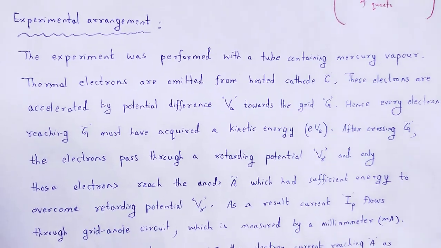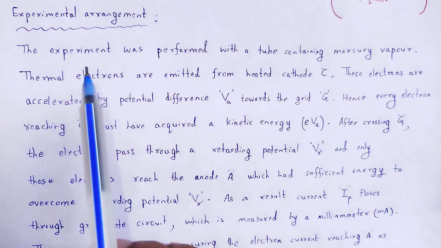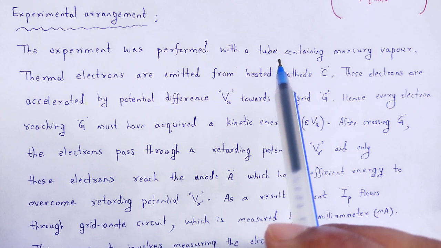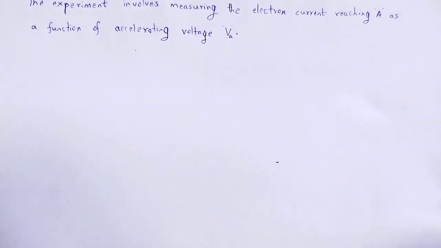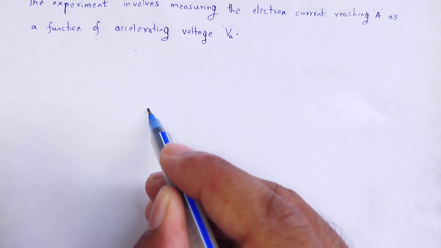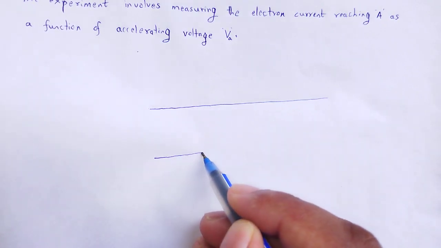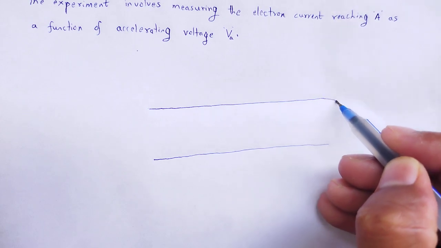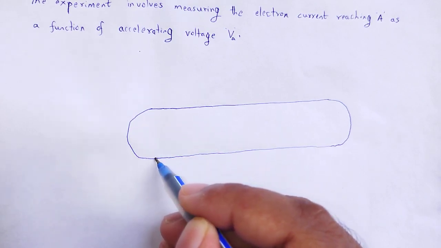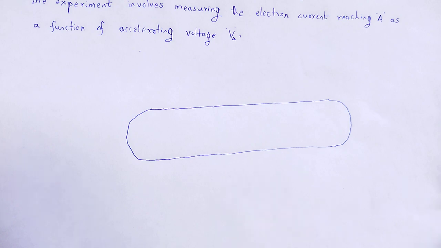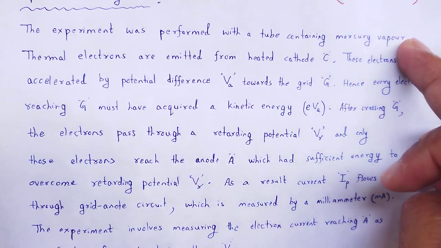Experimental arrangement. The experiment was performed with a glass tube, a tube containing mercury vapor. That is a triode valve. Within that, mercury is there in the form of vapor.